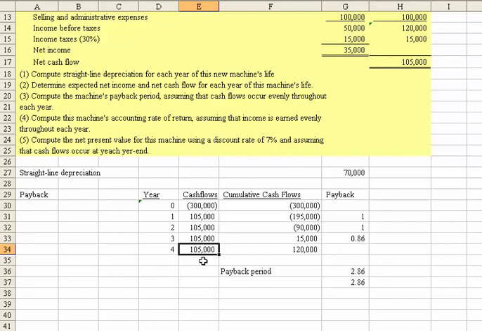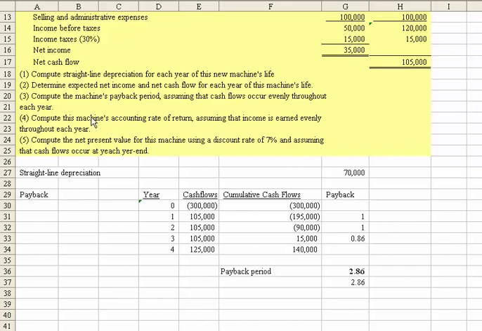Oh, and by the way, I've just noticed the fourth year cash flow is not $105,000. It's $105,000 plus the $20,000 that we're going to get for the salvage value of the equipment, because we're going to assume we're going to sell that. Okay? But right there is my approach to answering the payback period.